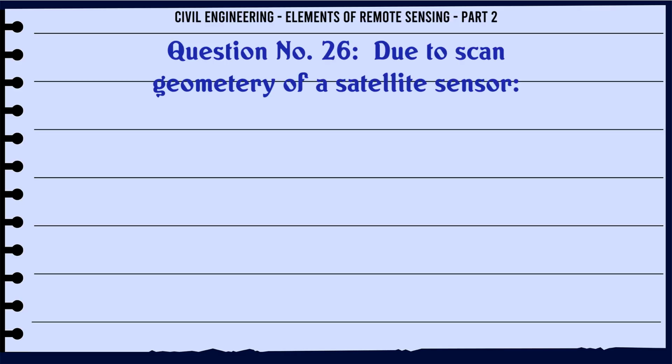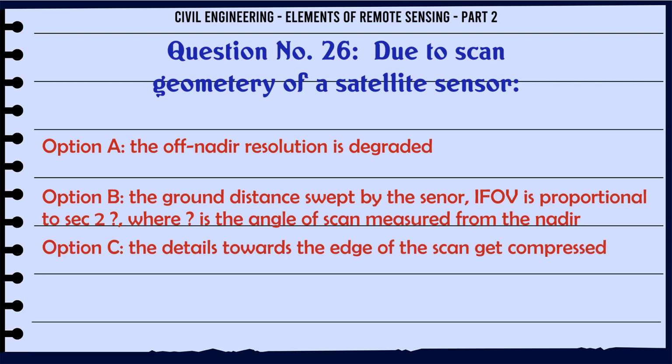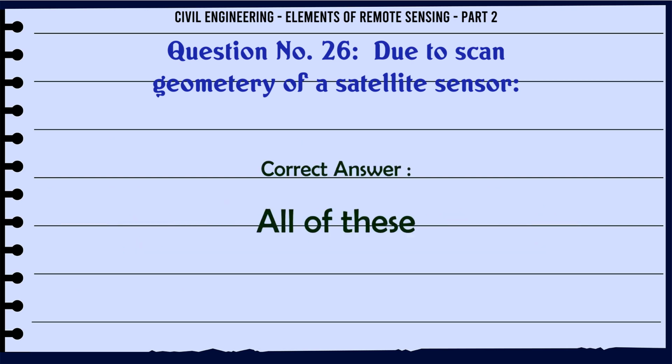Due to scan geometry of a satellite sensor, A. The off-nadir resolution is degraded, B. The ground distance swept by the sensor IFOV is proportional to sec²θ, where θ is the angle of scan measured from the nadir, C. The details towards the edge of the scan get compressed, D. All of these. The correct answer is all of these.